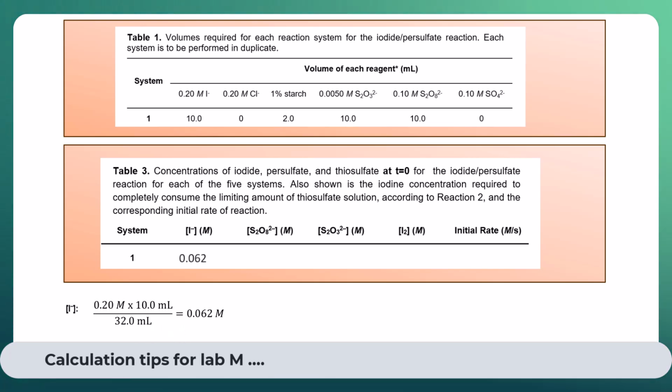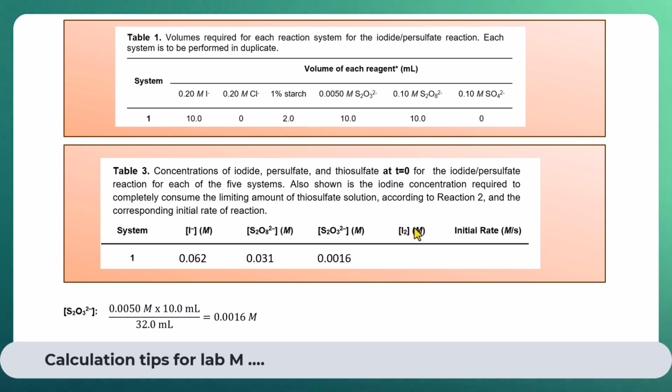So we should then plug in that 0.062 for the concentration of iodide at time equal to 0. In a similar fashion, when we look at persulfate, here it's 0.1 molar because that's its stock solution concentration. We also took 10 milliliters and we dilute to 32 mils, and that gives us a concentration of 0.031. And there we put that into our table. For the thiosulfate, 0.0050 molar, again, times 10 milliliters, divided by 32 mils, and there's the concentration of 0.0016.